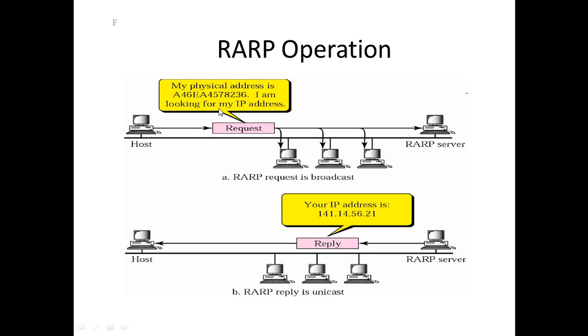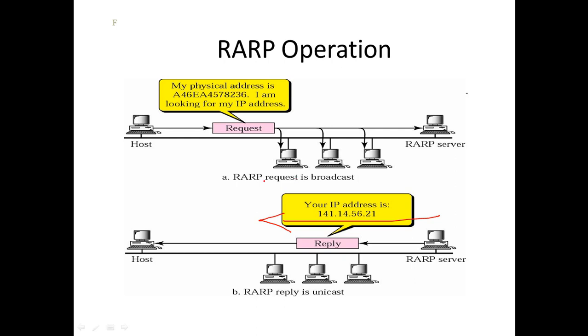So the first step is that you have to broadcast your request. You ask every user in the network to please provide you with your IP address, so that the response from the RARP server will be unicast. It will receive the RARP request message, look into its own database, and provide you your IP address using unicast transmission.